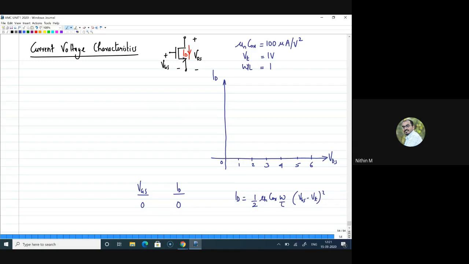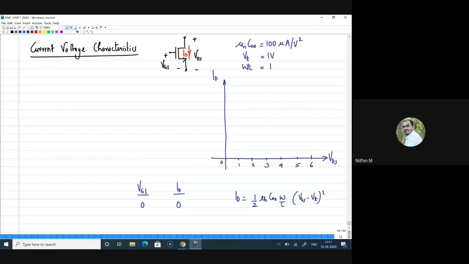Now when your VGS is 0, how will you understand that? Even then you do not have a VGS minus VT, right? That means you do not have a channel present. So sorry, this cannot be considered now because this is a current equation in saturation. So when your VGS is 0, directly your current is 0.